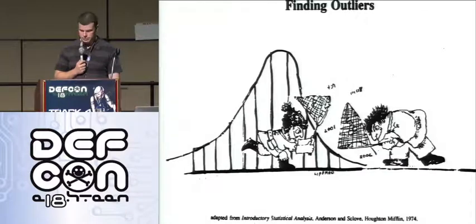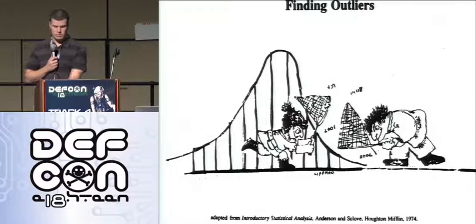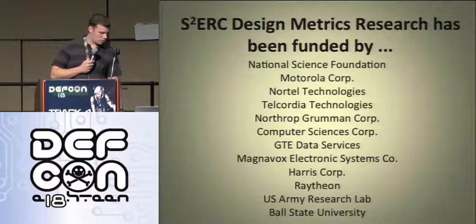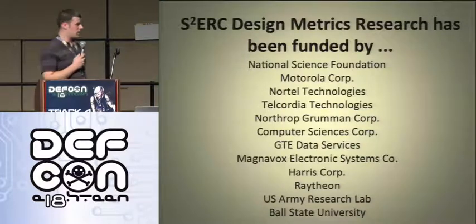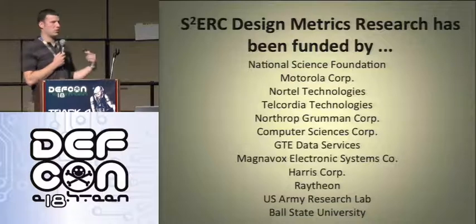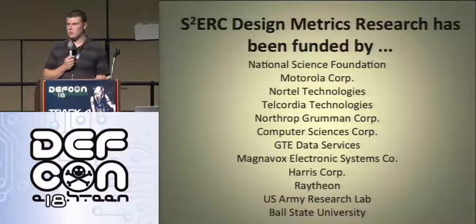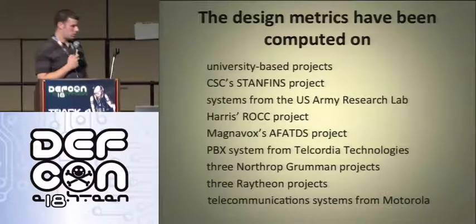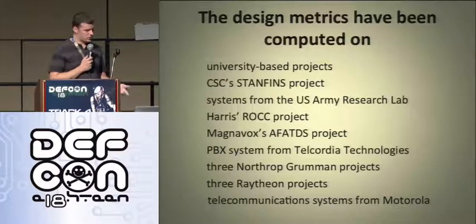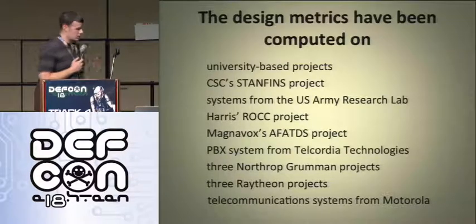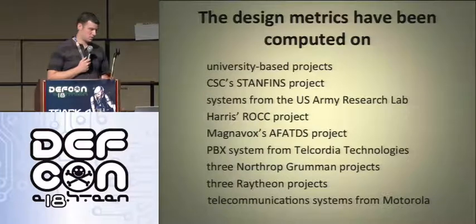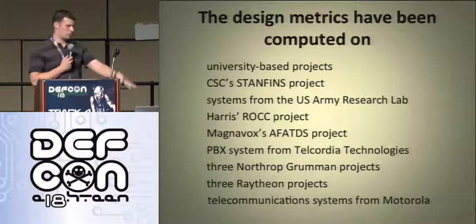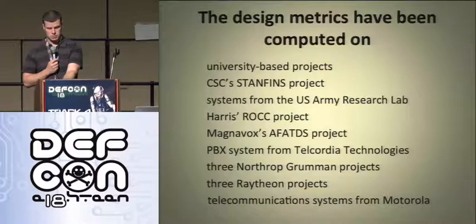We look for outliers: modules that come up as very error prone, fault prone. That's what we're looking for. And there's all the people that have funded us. This actual project to take the reliability metrics and apply them to security was funded by Army Research Labs. So let's get through this. We've computed metrics on university-based projects, Computer Science Corporation, Stanfin, systems from Army Research Labs, Harris's Rock Project, Magnavox, PBX system, Northrop Grumman. The stuff that I was actually part of is all the open source projects. I didn't do metrics on these. These are Wayne and Dolores's.